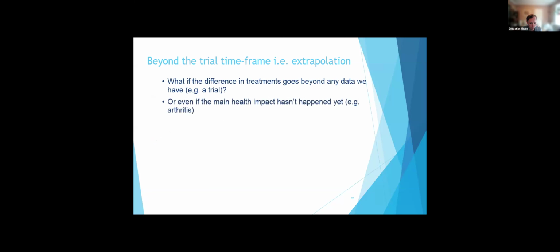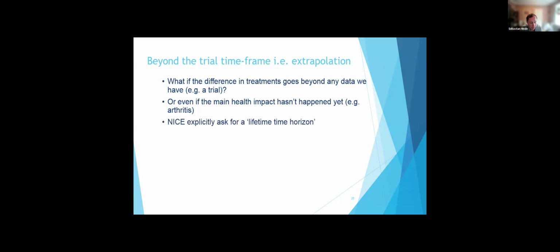But then this can be extended, and the most simple extension that we'll be considering today is going beyond the time frame of information that we've got. So what if we've run a trial, but actually the difference in the treatment goes beyond the trial data that we've got? Either people are still alive and experiencing health differently in the two different arms of the trial, or actually some main health impact hasn't happened yet. This happens a lot with arthritis. So arthritis might not occur until 10 years after an intervention, but we don't really want to have to collect trial data for that 10-year period before we conclude what was the best treatment at that starting point.